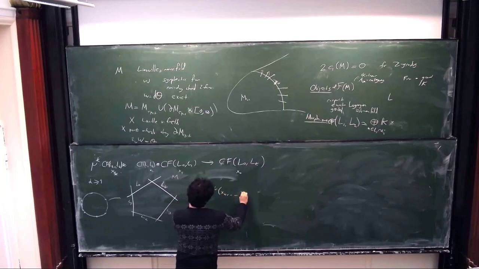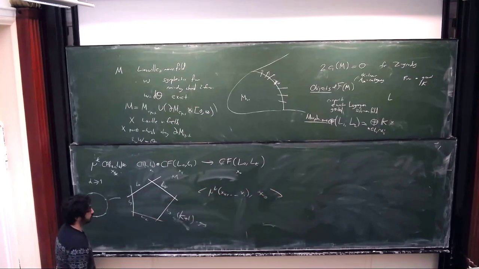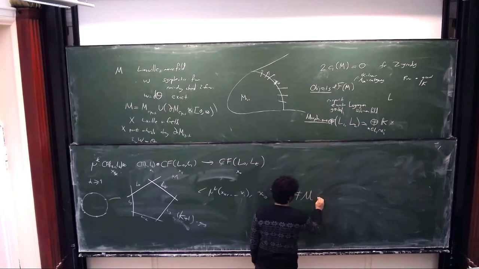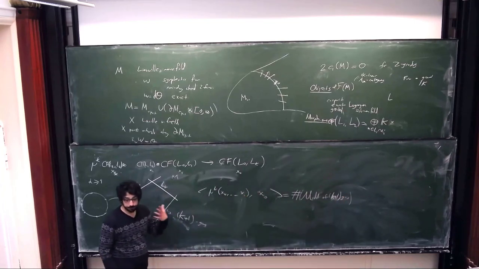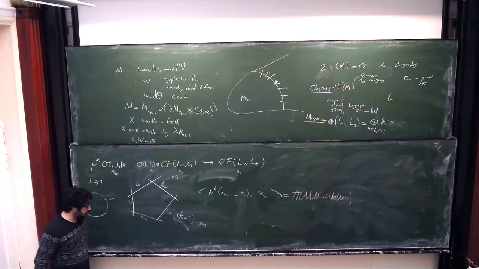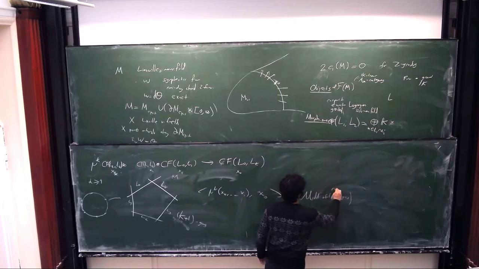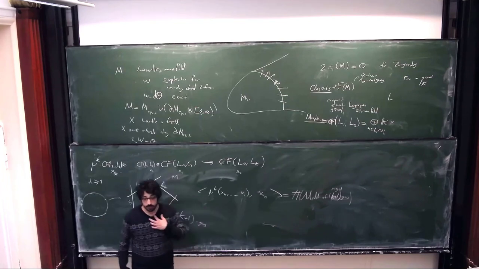The coefficient of this x naught after I apply this operation is the count of these disks, the moduli space of disks. And by the compactness properties, we know that this count is finite. So we are going to count rigid ones. There might be higher dimensional moduli spaces, but the rigid ones are finite, the moduli space of rigid K plus one gons. And it gives me a number, and that number I put in front of this coefficient.